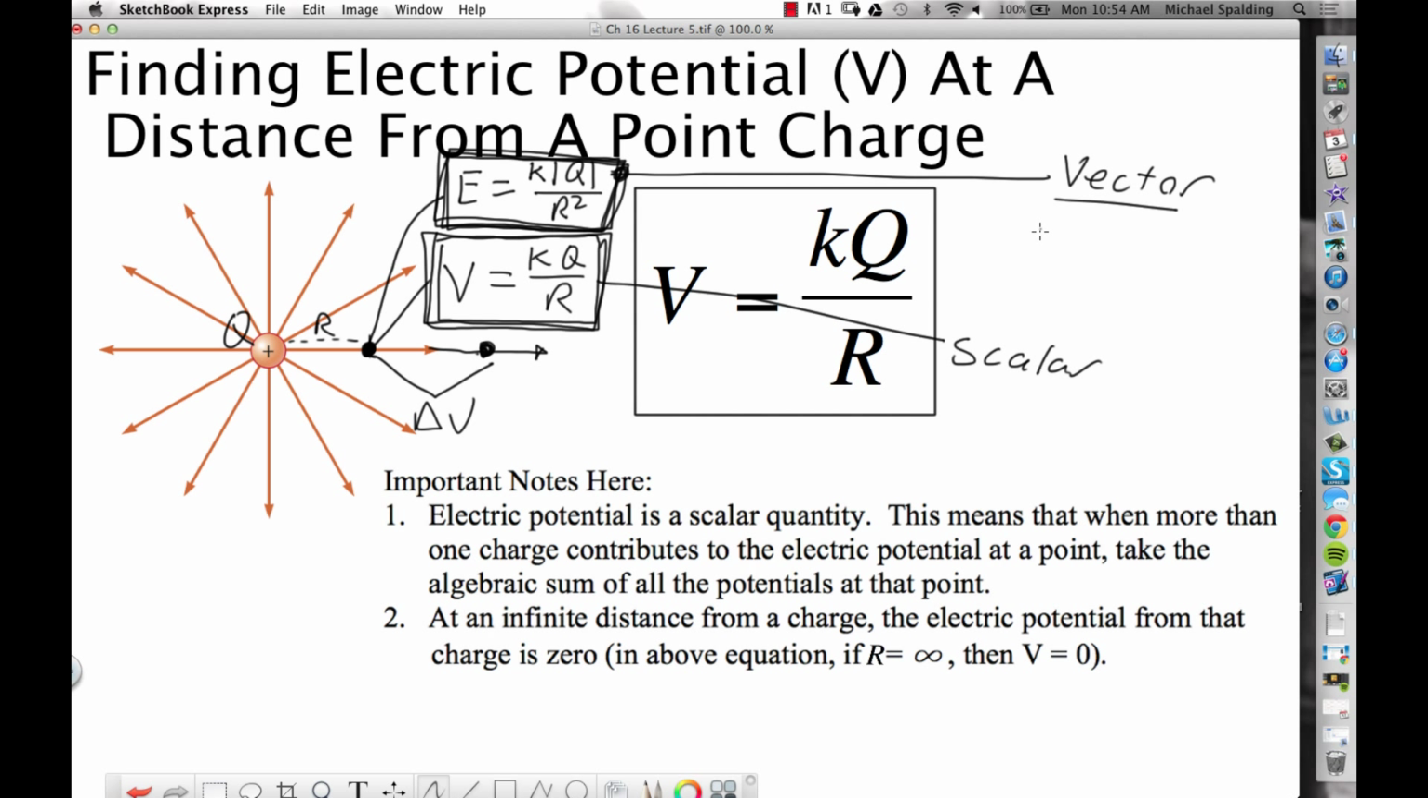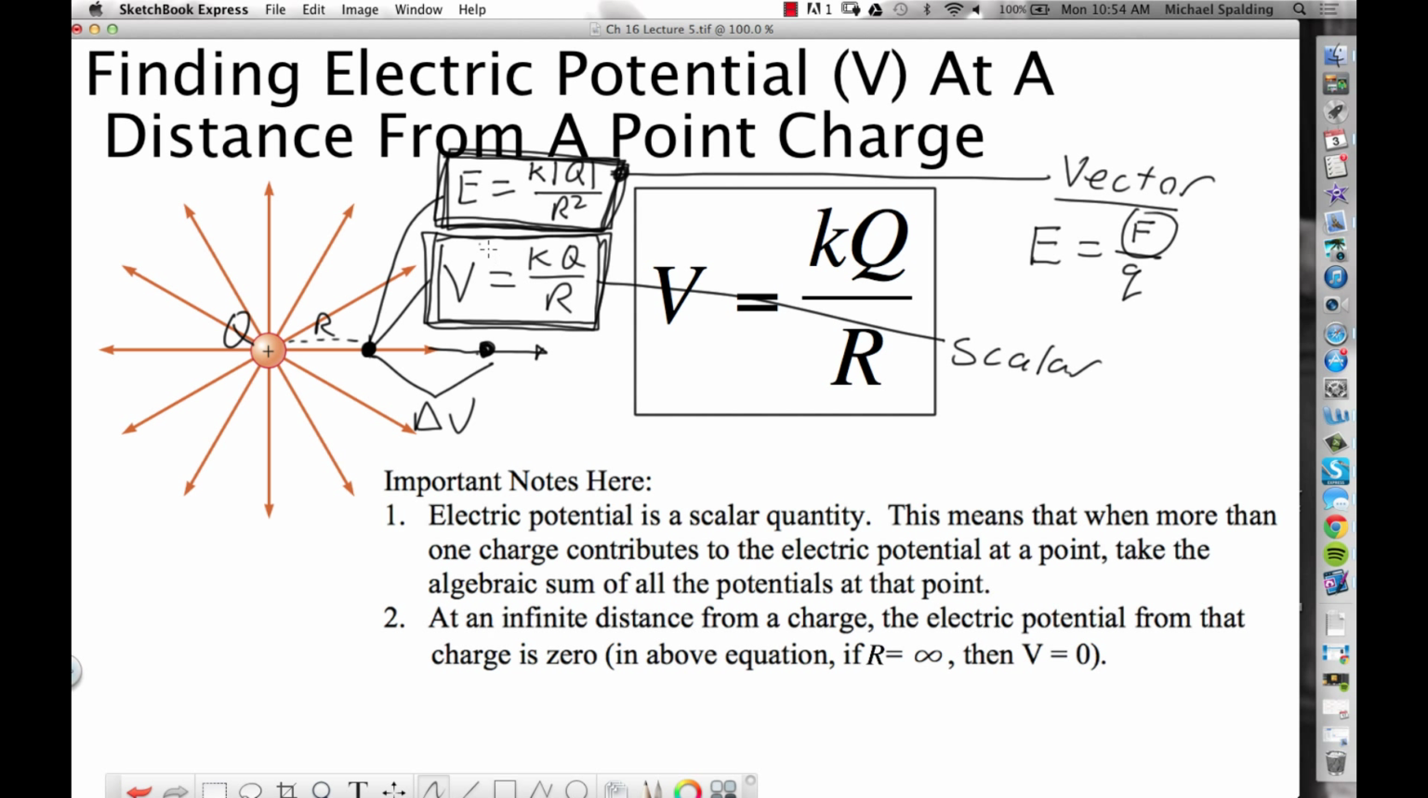What is electric field? What's the basic definition of electric field? The basic definition of electric field is force per charge. Is force vector or scalar? It's vector because it has direction. If you talk about a force, you know, a force is a push or a pull. Forces have direction, which means that electric fields are vector because forces are vector.